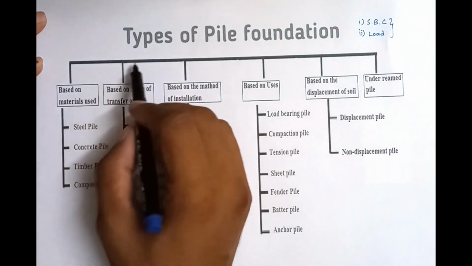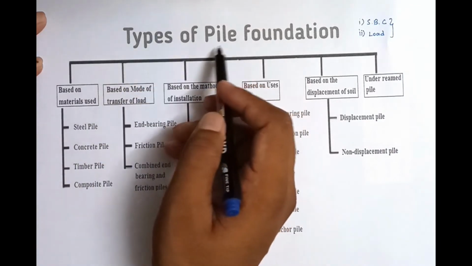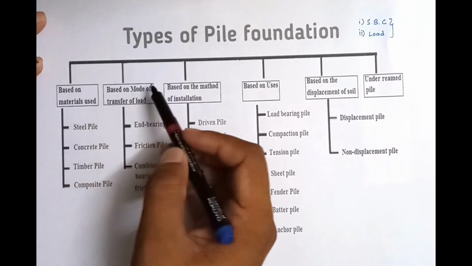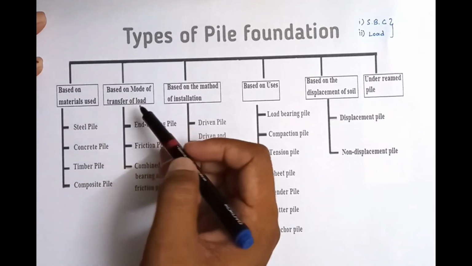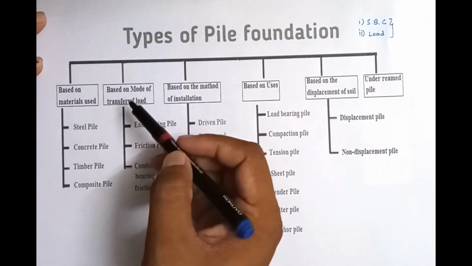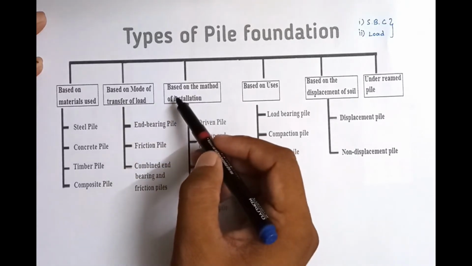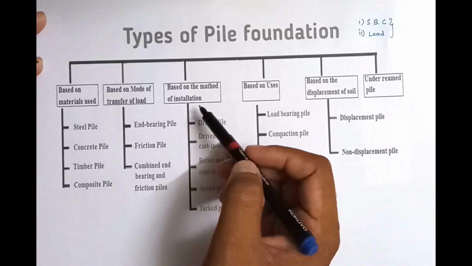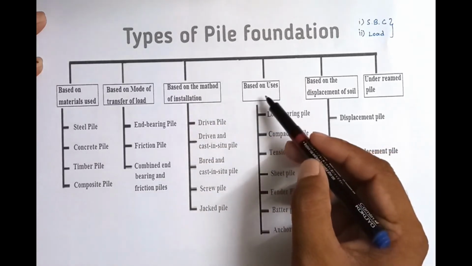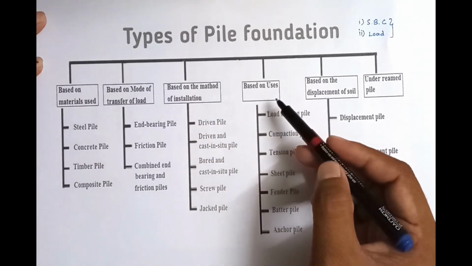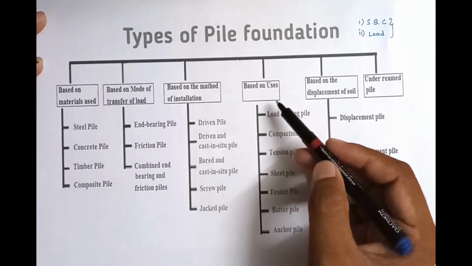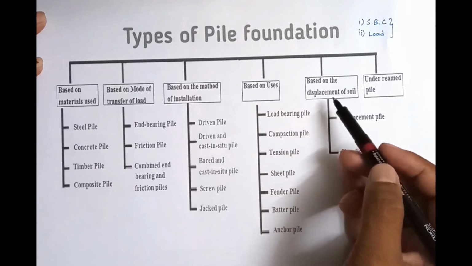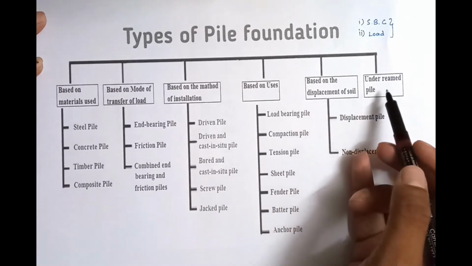Okay, so next we go for classification. The first classification is based on material used. Second is based on mode of transferring the load, that is, how the load will be transferred to the soil. Then based on method of installation, how we can install the piles. Next, based on uses, what is the purpose of making the pile foundation. Then based on displacement of soil, whether the soil will be displaced or not. Then under-reamed piles.